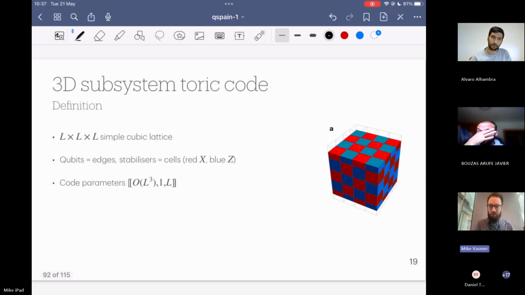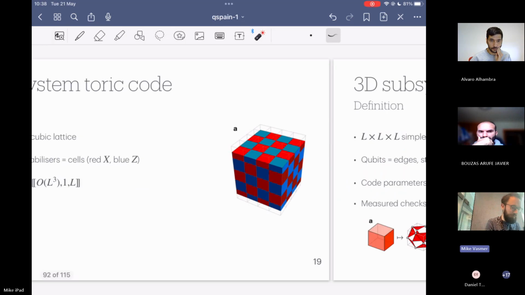Okay. This code has parameters that look a bit like this. Because we're defining it on this L by L by L lattice, we have order L cubed physical qubits. We get one encoded qubit, and we get a code distance of L.